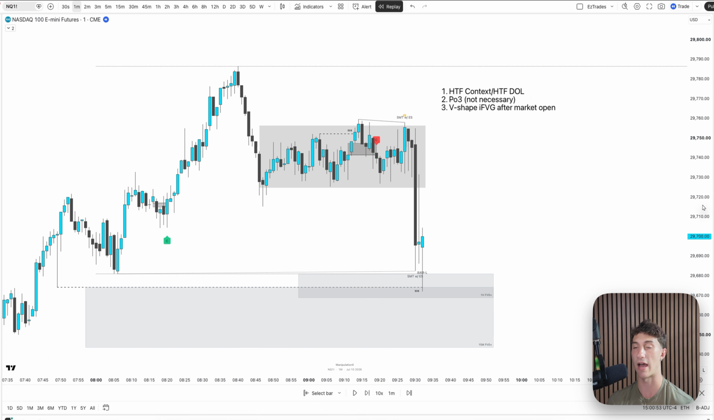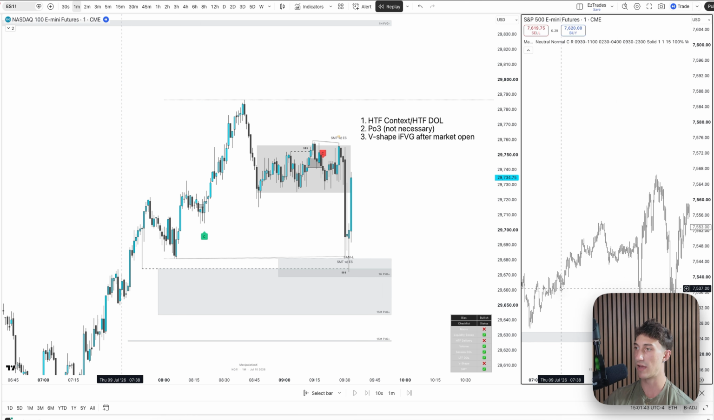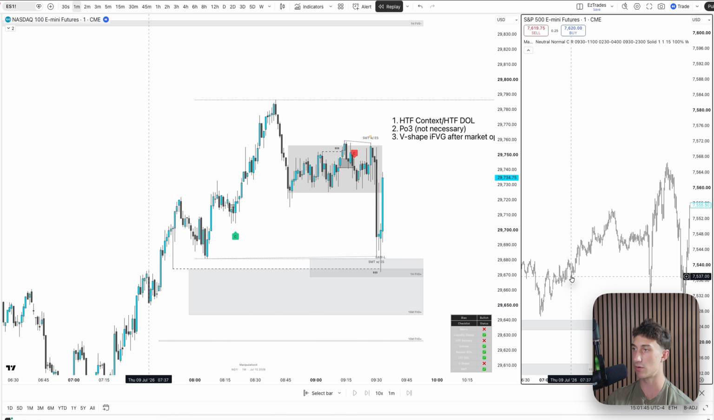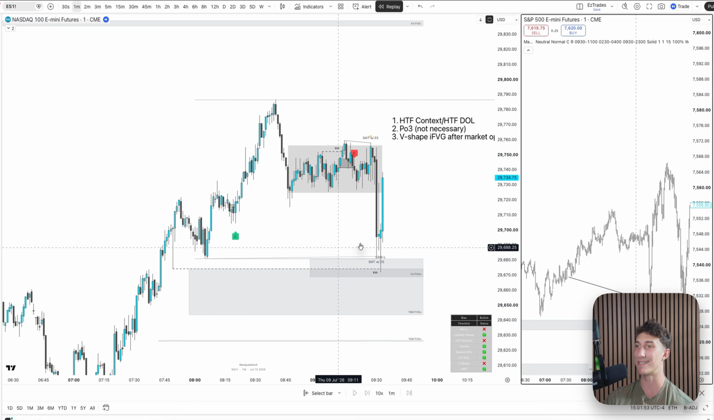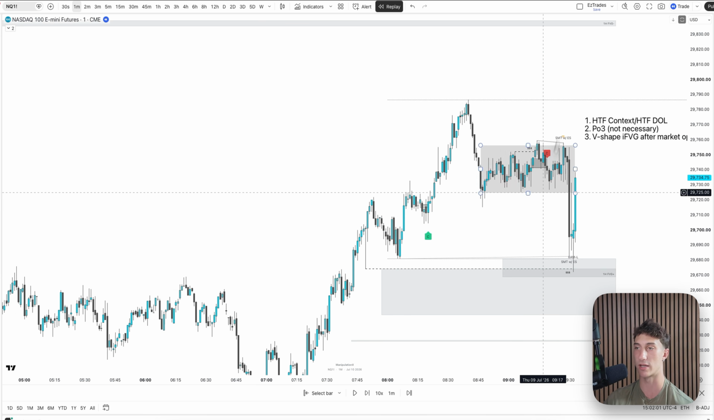Now, something else we have here, which is a really good piece of confluence, is this SMT divergence, or this SMT with ES. Now, if we do a side-by-side comparison with the S&P 500, which is NASDAQ's correlated asset, you can see that ES actually took out this low, making a lower low, whereas NASDAQ did not, which just tells us that there is manipulation in the markets and that we can expect a reversal.